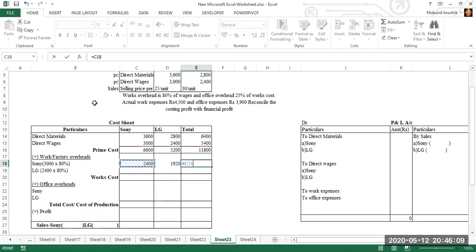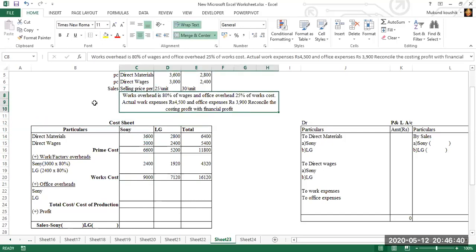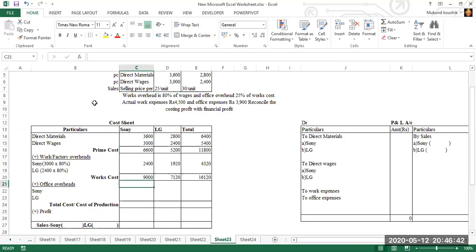Then again, we have to add the total of 2 for total column. Now we arrive at works cost. So once we get this work overheads for both LG and Sony, then again we have to add prime cost plus this work overheads and find out what is the works cost. Now we have arrived at works cost. Now again, what else they have given? After work overheads they have given office overhead is 25% of work cost. So once we get this work cost, on this work cost again we have to multiply into 25% and find out the office overheads for both the companies.